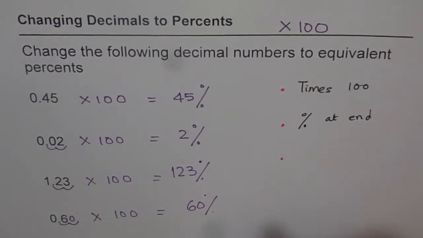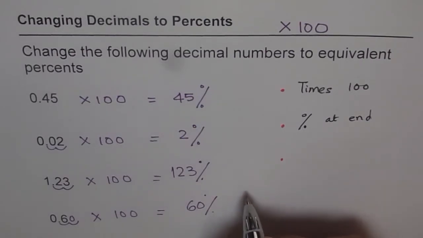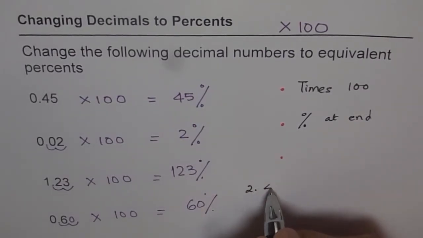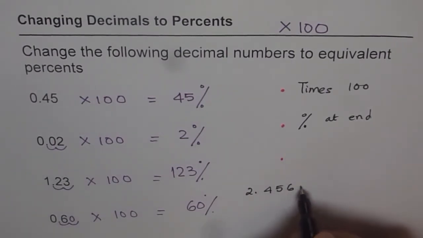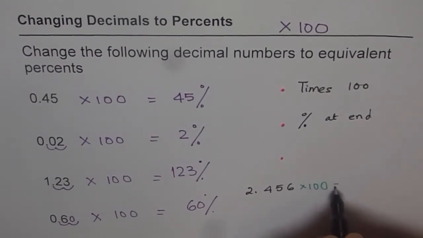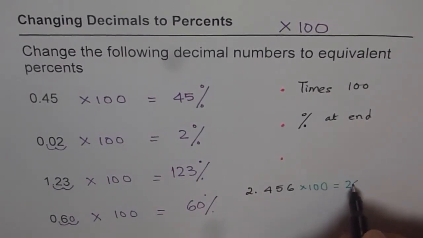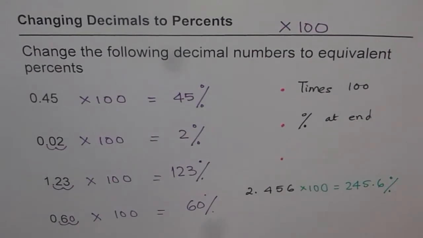At times you will also see that there could be a decimal number in between. So let me give you some examples. Now try this out. If I have 2.456, and I do times 100, what do I get? Let's try to do it. If I do times 100, we get 245.6 and then percent, right? So at times you may have a decimal in between. In that case, write it with your decimal number.